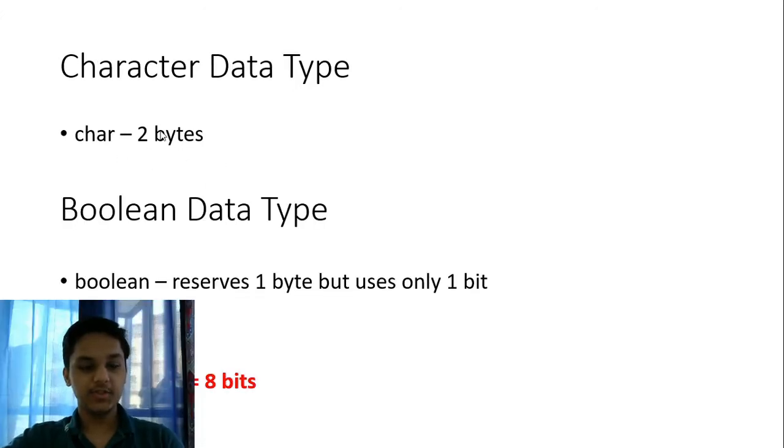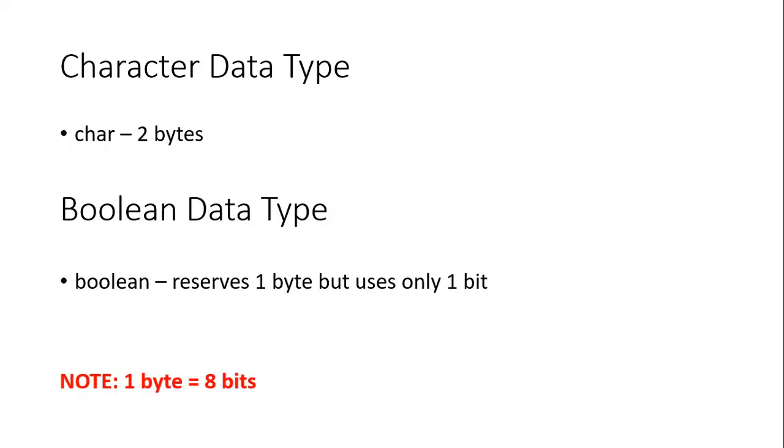Character data type, which is char, reserves 2 bytes. Boolean data type reserves 1 byte but it uses only 1 bit. And for those of you who didn't know, 1 byte is equal to 8 bits.